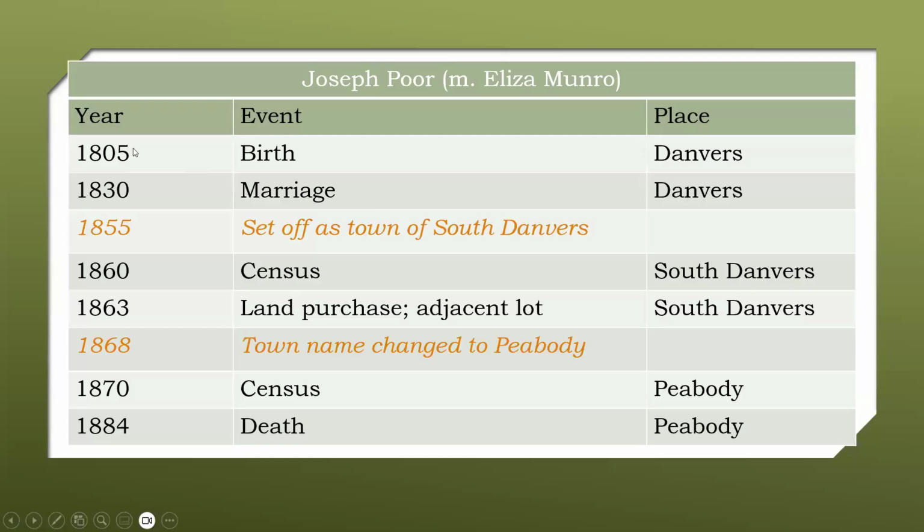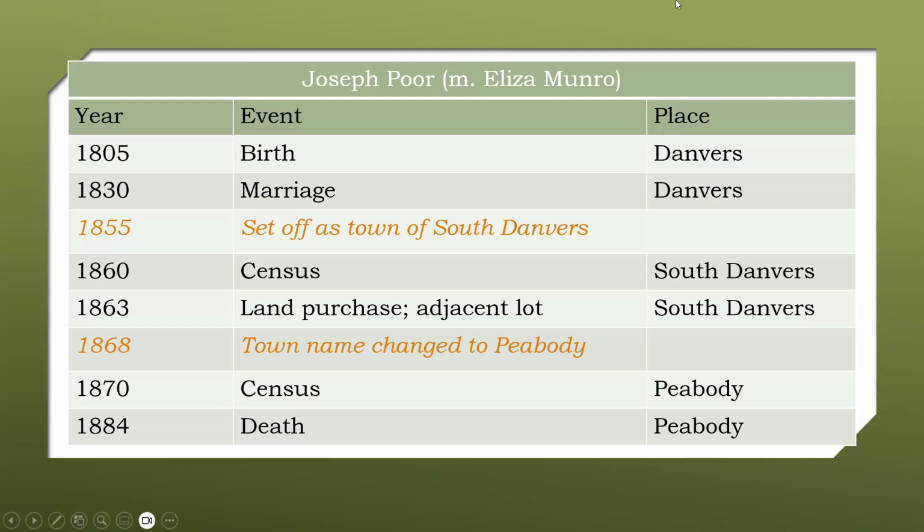And here's what happened. He was born and got married in Danvers. In 1855, what had been the South Parish of Danvers since the 1750s was set off as the town of South Danvers. And then in 1868, they chose to rename the town to Peabody after the local man who did good. And actually, the libraries in both Danvers and Peabody are named after Peabody as well. So he never moved.